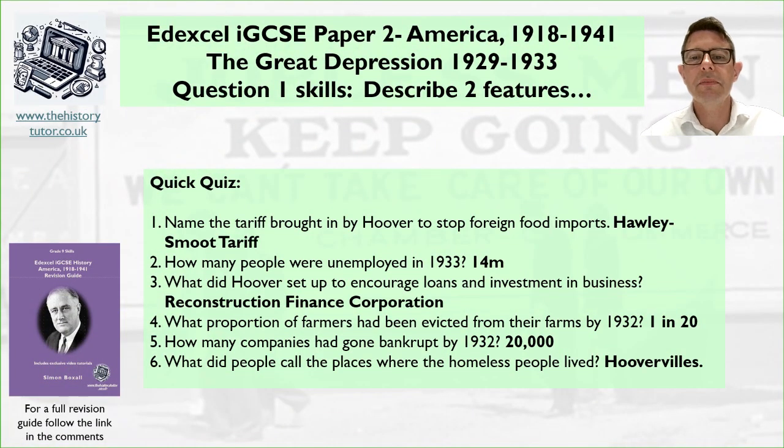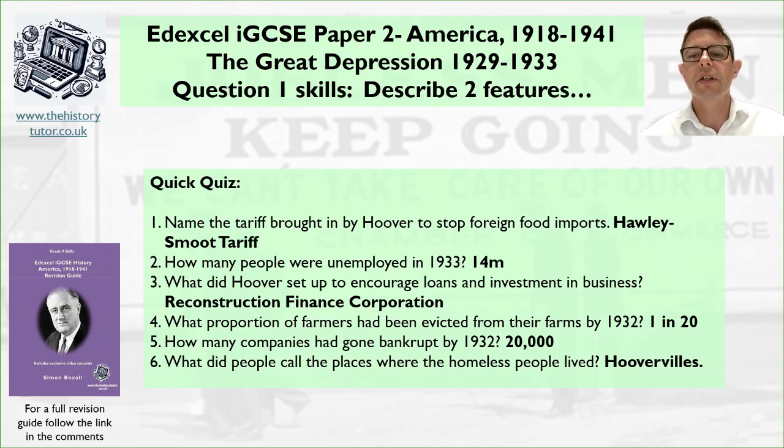Name the tariff that was brought in by Hoover to stop foreign food imports. So the Hawley-Smoot tariff, which was a massive failure, of course, because everyone else put in tariffs and American exports declined massively. How many people were unemployed by 1933? So 14 million workers unemployed.